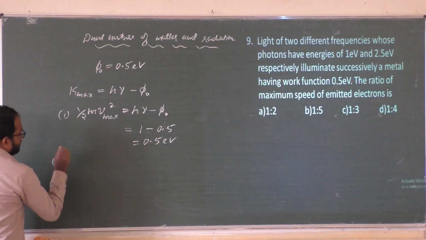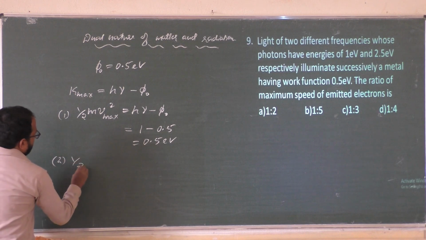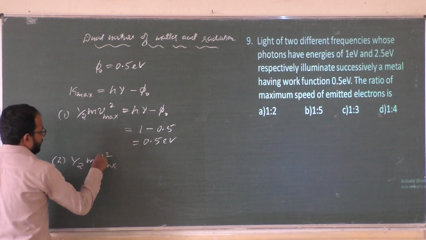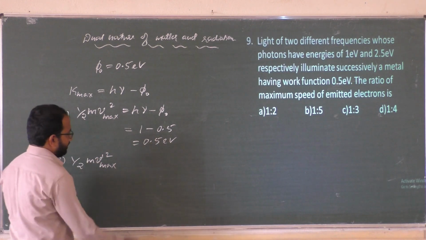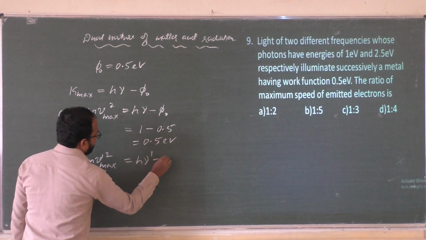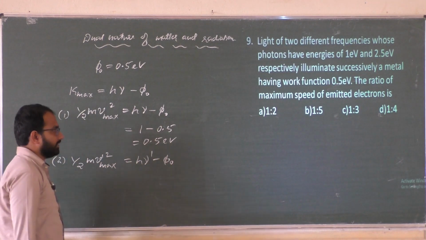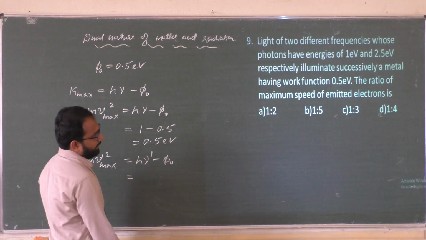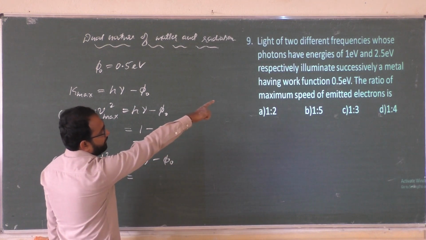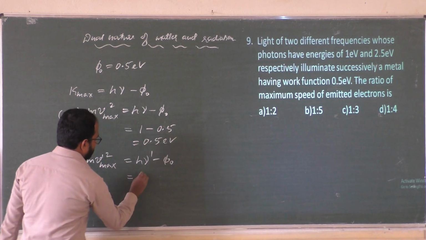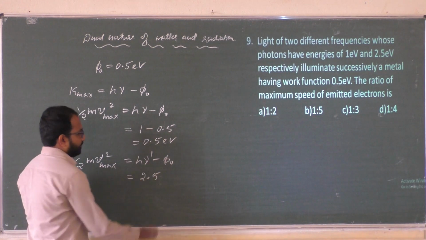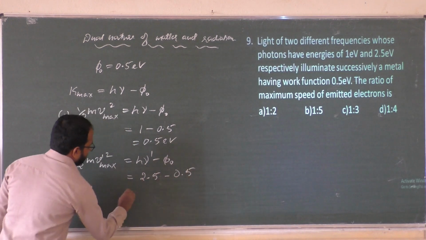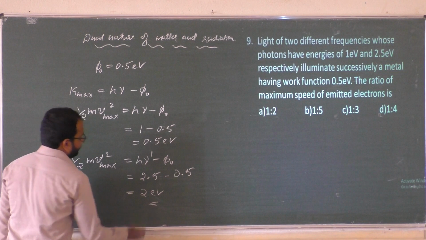And for the second case, the maximum kinetic energy of emitted photoelectrons, half m v maximum dash square, is equal to h nu dash minus phi naught. Work function remains the same, as it depends on the metal. Here h nu dash is the photon energy, 2.5 electron volt. The work function is 0.5 electron volt. So this is equal to 2 electron volt.